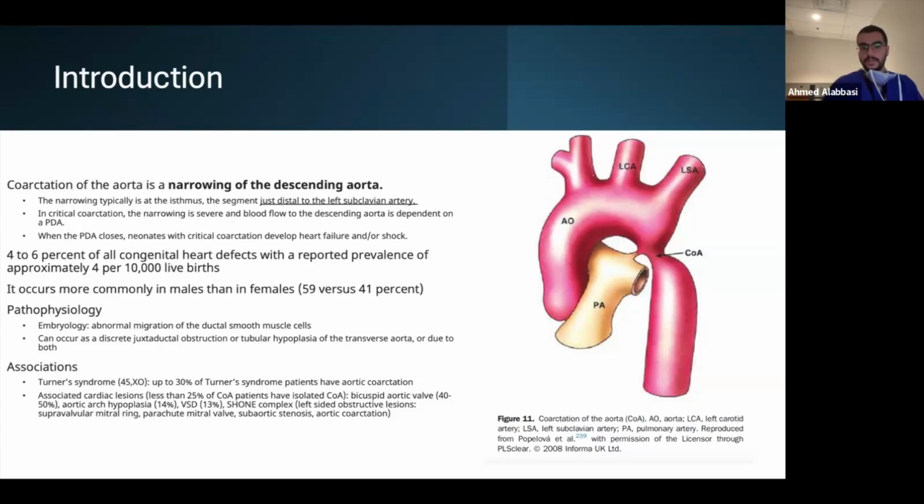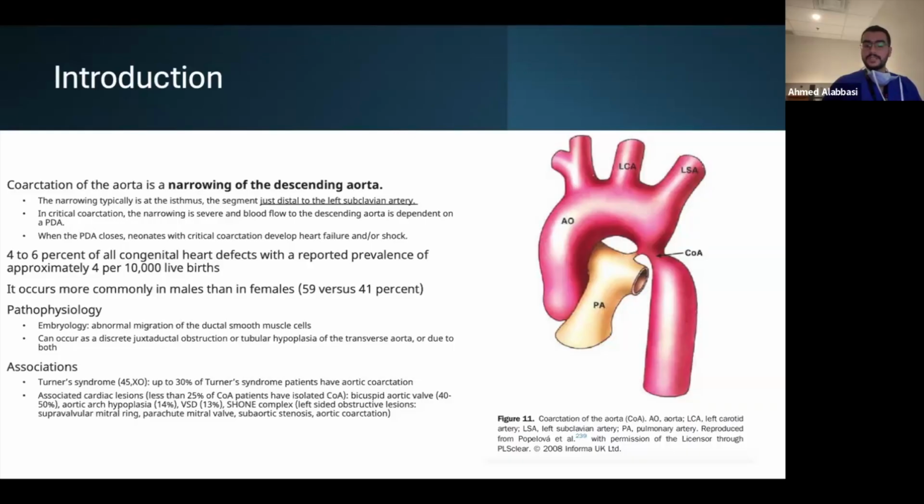But other than that, there are associated cardiac lesions, and less than 25% of patients with coarctation have isolated coarctation. So the majority actually do have associated congenital cardiac disease. Around 40 to 50% have a bicuspid aortic valve, which also emphasizes the importance of aortic imaging in patients with bicuspid aortic valve. Around 14% have aortic arch hypoplasia.